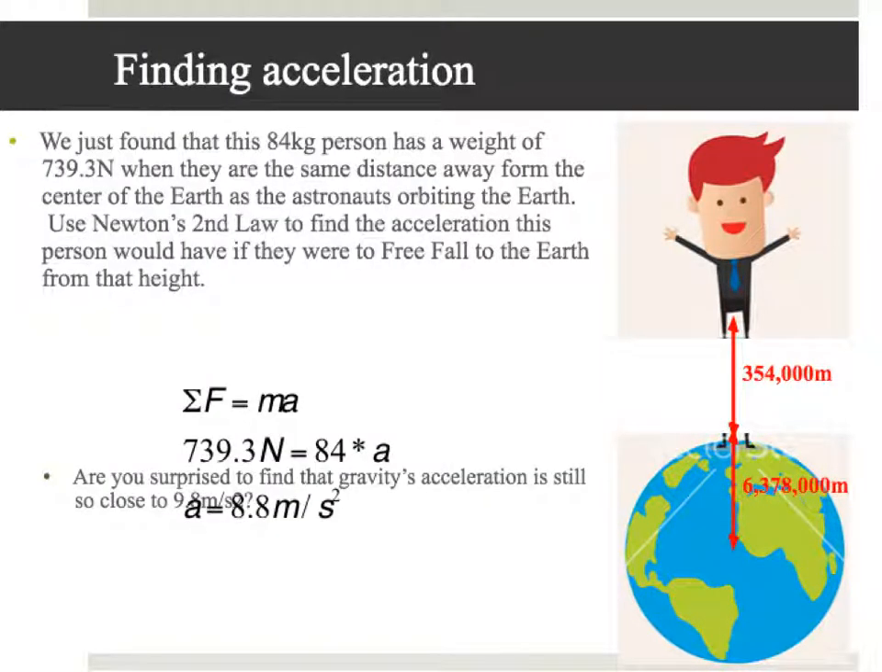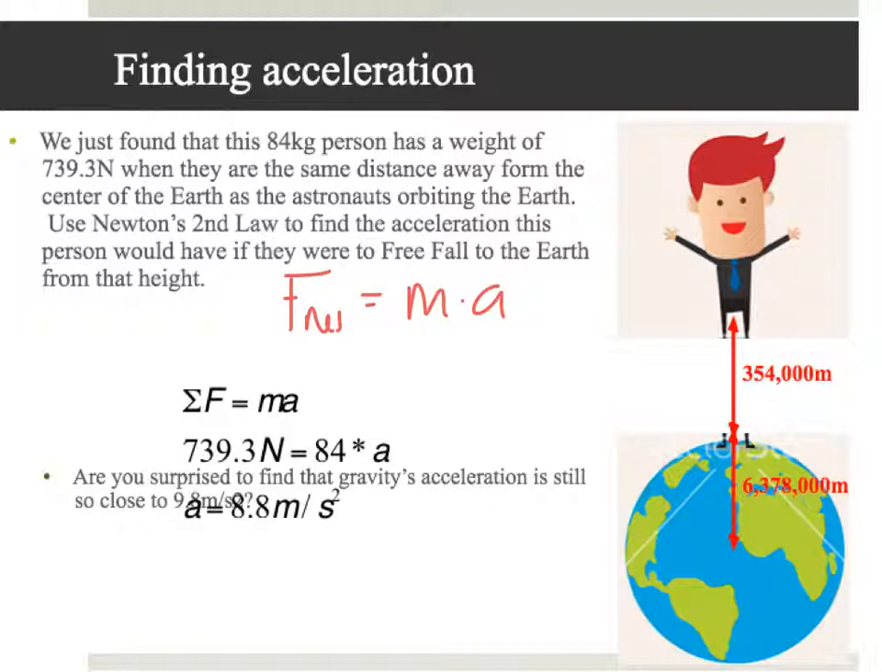Alright, so we just found that this 84 kilogram person has a weight of 739.3 newtons when they're the same distance away from the center of the Earth as astronauts orbiting the Earth. So use Newton's second law to find his acceleration if they were going to free fall down to the Earth. So for that we're going to use F net equals ma.